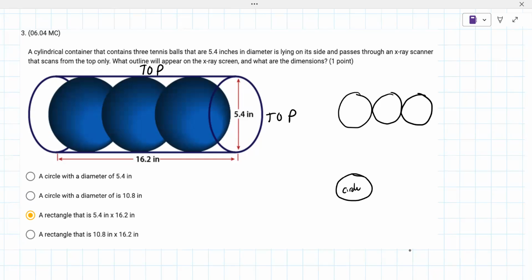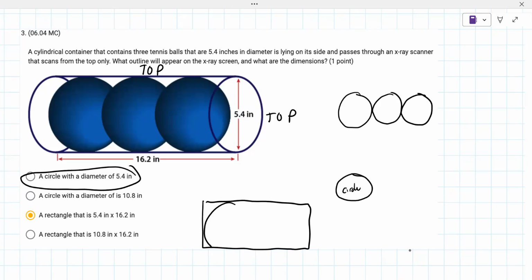So it's a circle with a diameter of 5.4 inches. Got it. Yeah, because then it would have to be the diameter of the rectangle. The problem with the rectangles is it's not exact because there's these balls that are like this. Got it.